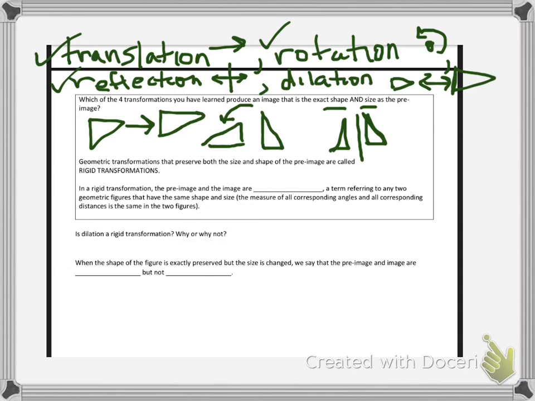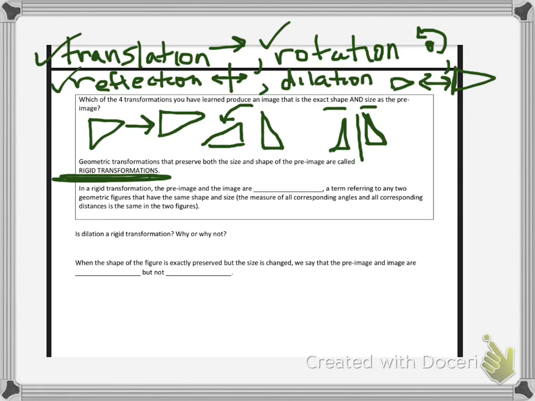Any geometric transformation that keeps the size and the shape of the pre-image. Now, it doesn't matter, like in reflection, it flips over backwards. It's still considered the same shape. And in rotation, it turns, still considered the same shape. Those are called rigid transformations. So this is an important vocabulary right here. Rigid transformations. So those include translation, rotation, and reflection.